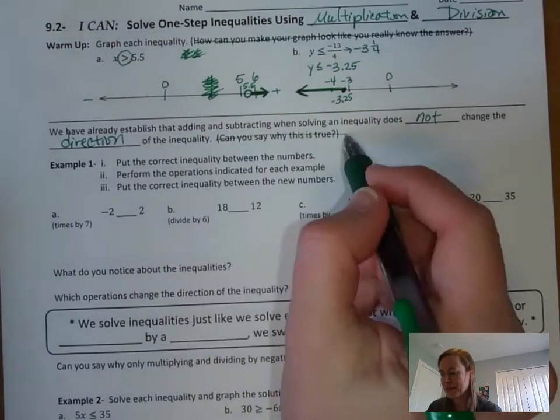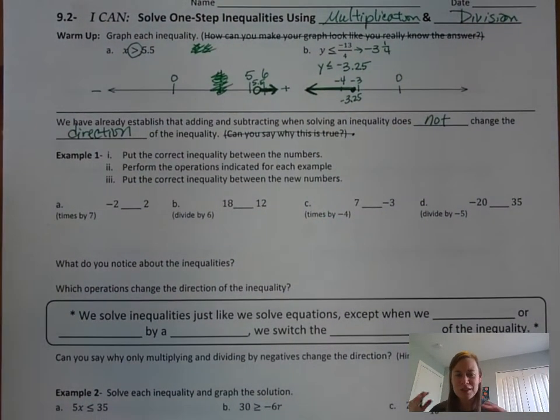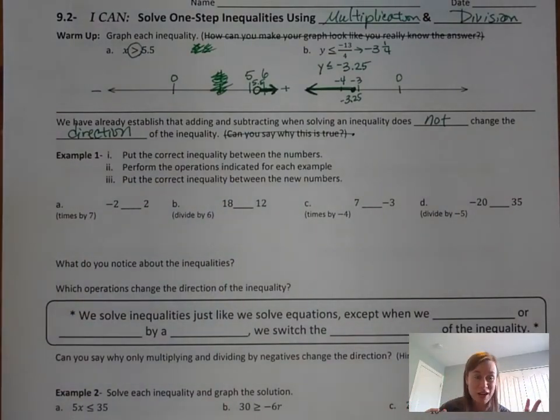Okay, don't worry about saying why it's true. It's just because you're moving the whole range of answers to the right if you're adding, or to the left if you're subtracting. Let's go on to example 1.